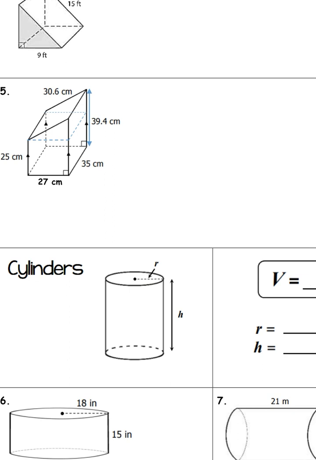Number 5's got two shapes. So we have a rectangle prism on the bottom. So I see this rectangle on the bottom. So this guy is our rectangle prism. There's his top and bottom. And then you have that nice little triangular prism on the top.